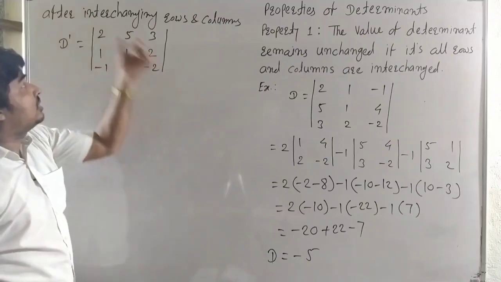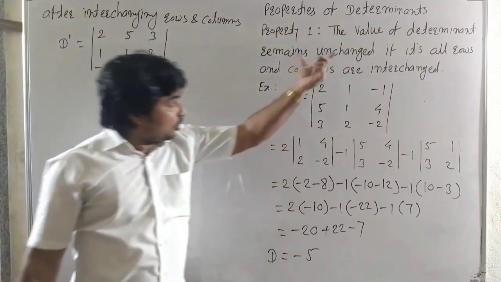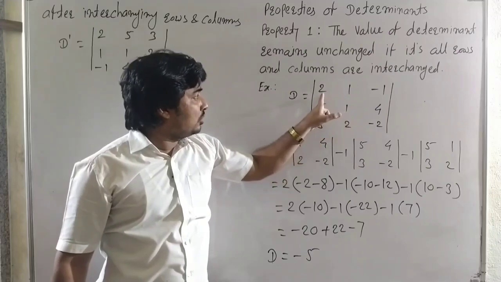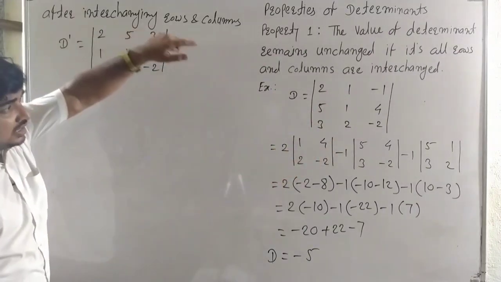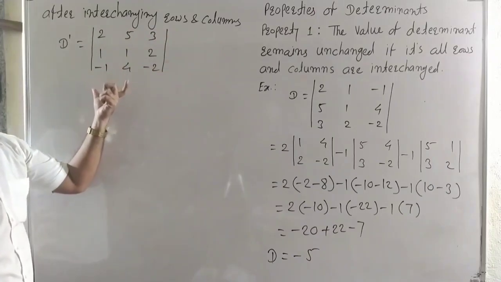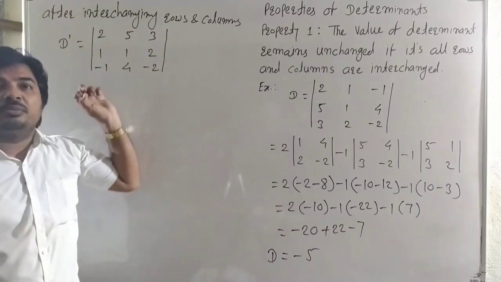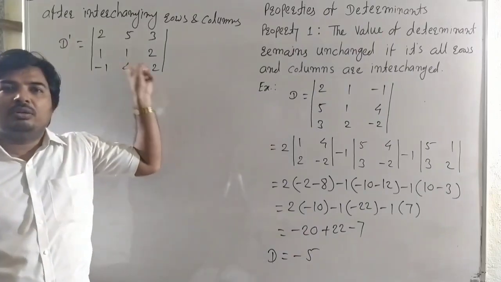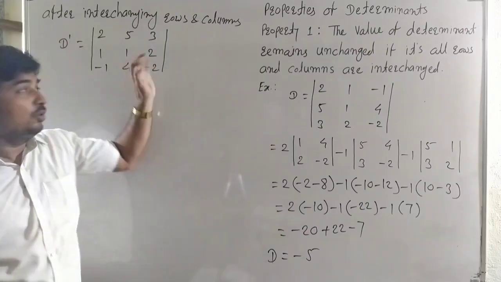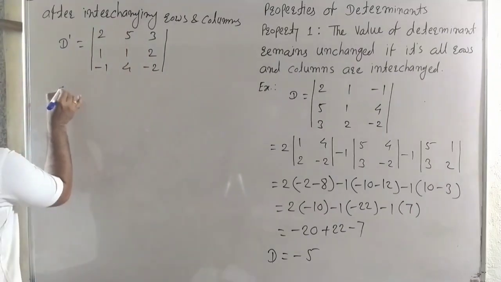Rows turn into columns and columns turn into rows. First column 2, 5, 3, here it is the first row 2, 5, 3. Okay, second column and third column. And the value of this determinant remains unchanged. That means the value of this determinant is -5. So the value of this determinant is also -5. Okay, now we can calculate this.